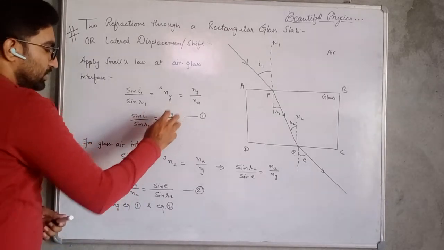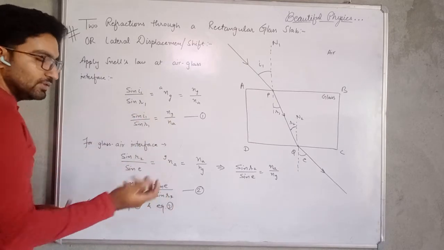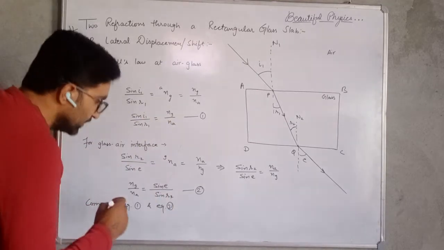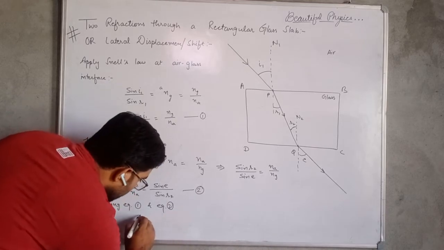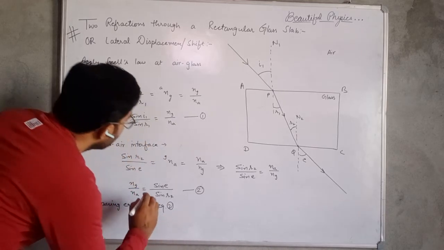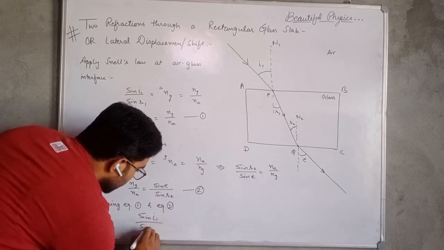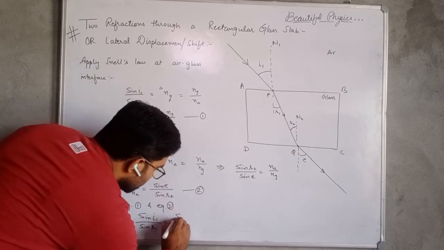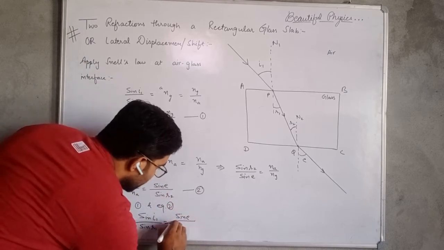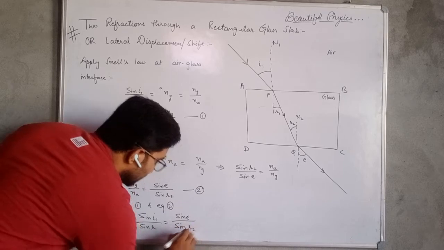So from there, these two quantities are the same, then these two quantities will also be the same, so we can write it as sine I1 upon sine R1 is equal to sine of emergent upon sine of incidence.